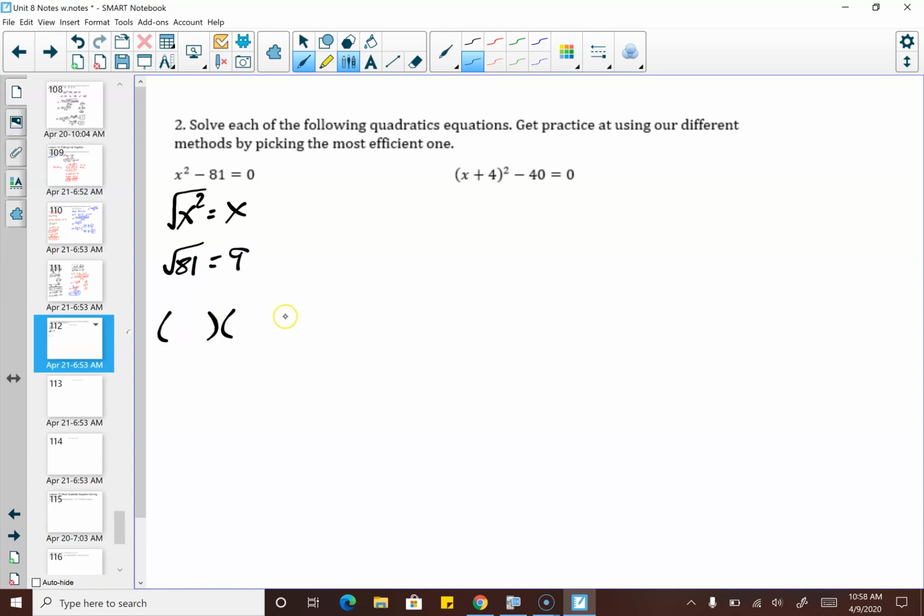So we set up our two parentheses. They both start with x. They both end with 9. One gets a plus and one gets a minus.